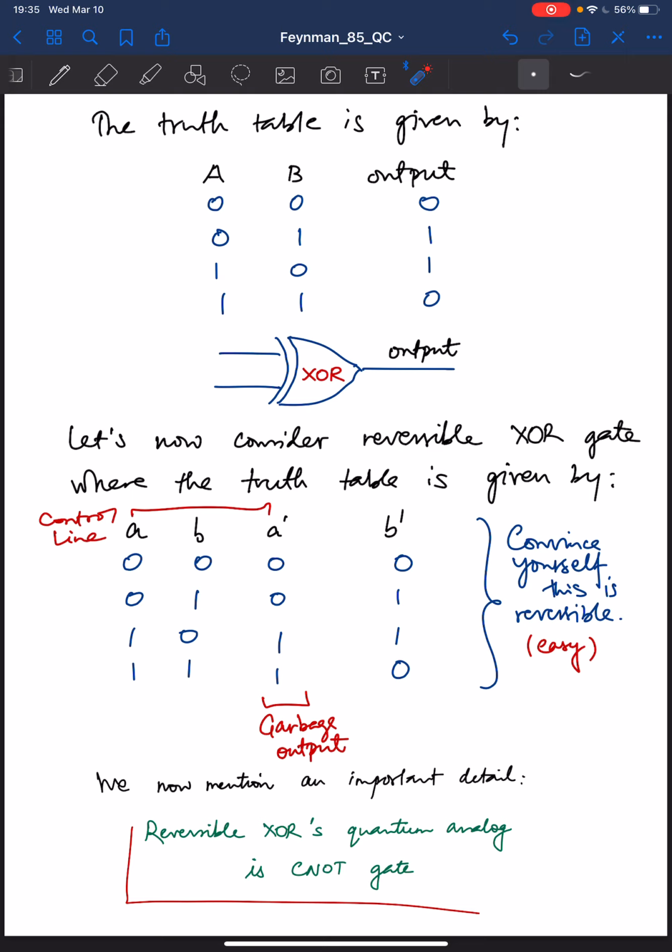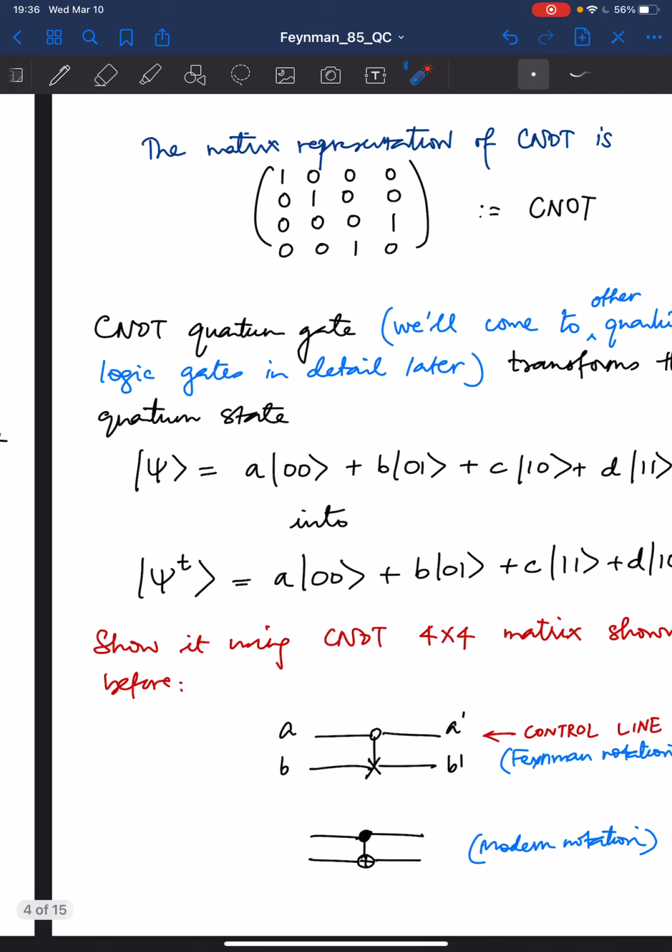We now mention an important detail about this reversible XOR gate. We can directly consider the quantum analog of a reversible XOR gate, which is known as the C-NOT gate or controlled NOT gate, and that is what we'll now talk about.